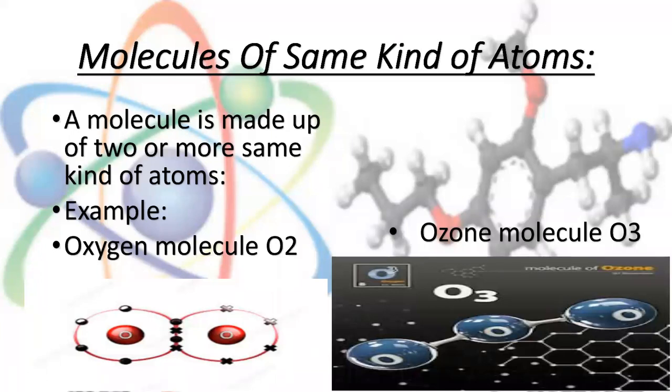I think the time is running and we have hardly 1 or 2 minutes. So before the class ends, I will revise what molecules are. Molecules are of the same kind whenever two or more of the same kind of atoms combine.